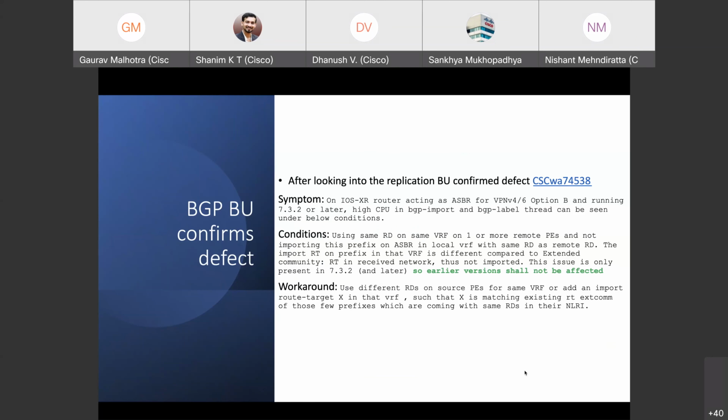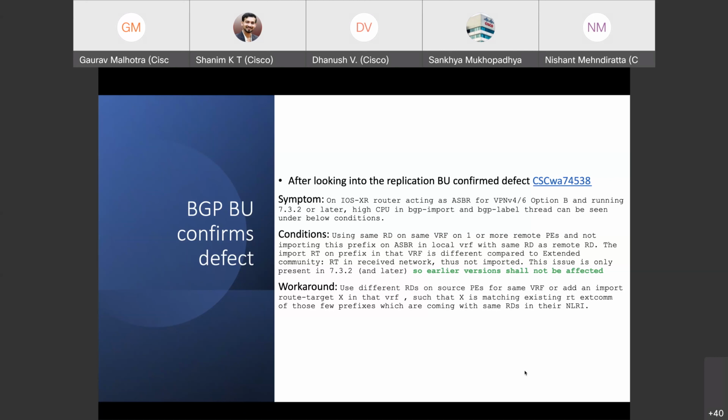So all this replication was sent to the DE, and they confirmed that this is the defect which is causing this. So this can only happen in XR versions of 732 and later. And you can see the mentions of high CPU in BGP import and BGP label thread is seen under the below conditions. I got lucky, it matched basically with what the defect said. And you can see using the same RD on VRF on one or more remote PEs and not importing this prefix on the ASBR in a local VRF with the same RD as the remote RD. So that is one of the conditions.